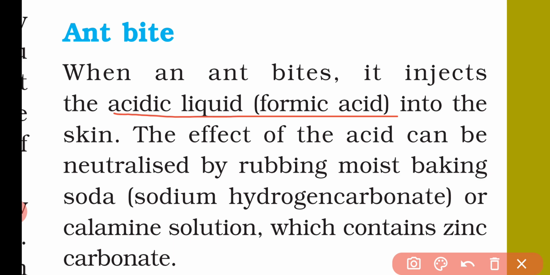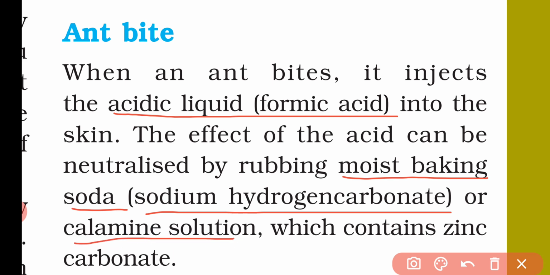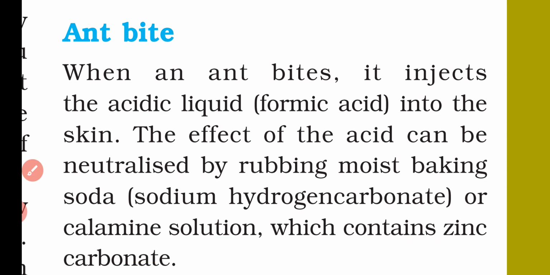As a weak base, we use moist baking soda, which is sodium hydrogen carbonate or sodium bicarbonate. We can also use calamine lotion or any material that contains zinc carbonate. So this zinc carbonate, calamine lotion or moist sodium hydrogen carbonate, which is baking soda, can easily neutralize the effect of formic acid, and due to that we get relief from the ant bite.